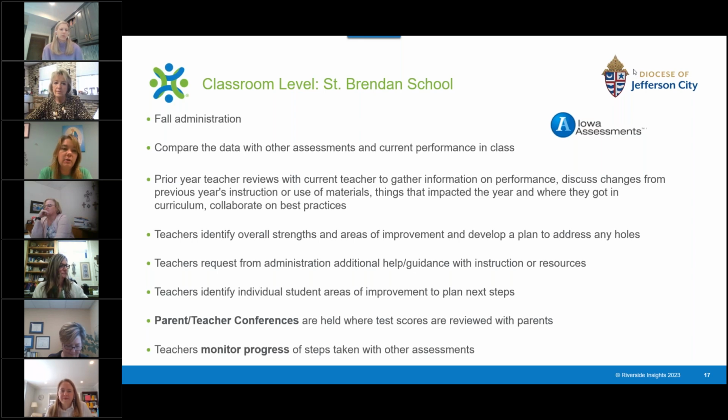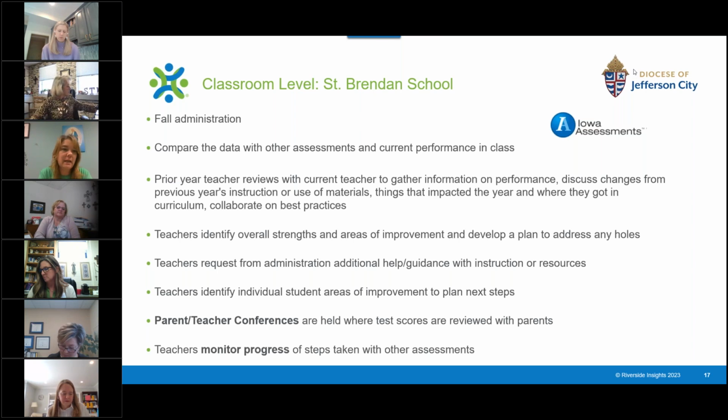One of the things that I really make sure that the teachers do during that PD day is identify overall some of the strengths and areas where they can see some growth, and then what are the specific areas of improvement, and develop a plan. And they have to provide to me a little bit of what their plan was to address any of those holes. And then that's also a time for them to request from me what other help or guidance they need.